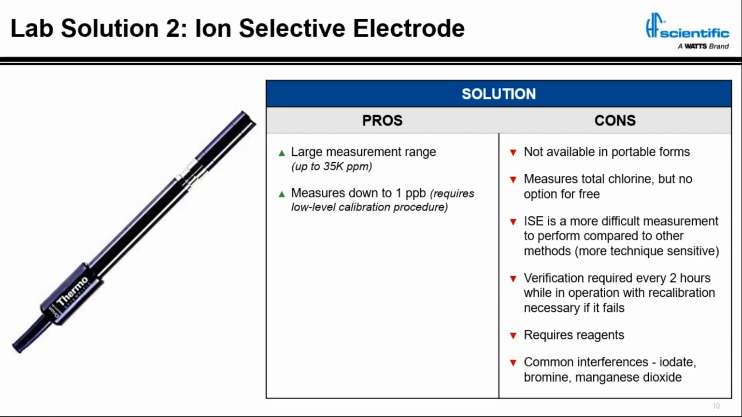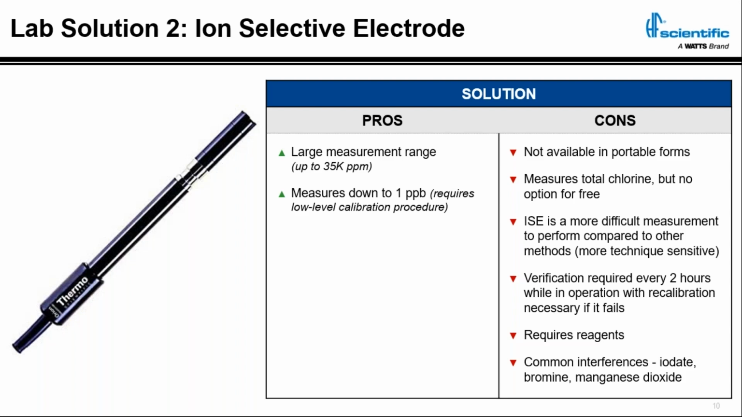The second method we're going to talk about in the lab is the ion selective electrode. And the benefits of this method really come into play if you need to measure high levels of chlorine, so above 10 ppm, or very low levels of chlorine below 0.02 ppm. I often see these used in industrial applications and much less often in municipal applications.